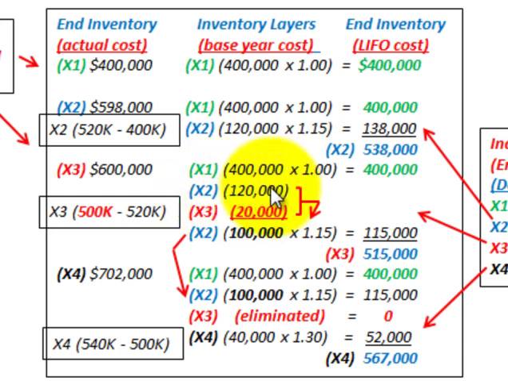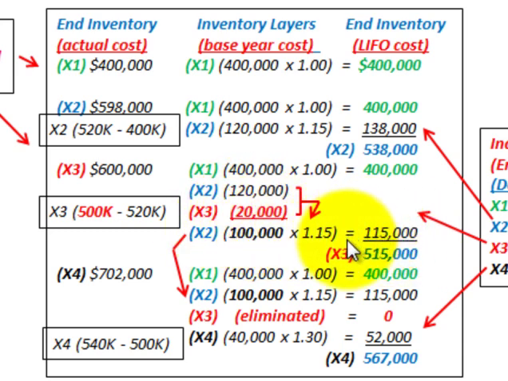We have to subtract that from the year X2 inventory layer of $120,000. So for year X2, the new inventory layer becomes $100,000. Again, you take that times the price index of 115%, or 1.15. That gives us the LIFO cost of $115,000 for that index layer, or that year 2 layer. So for year 3, the LIFO cost is simply the $400,000 base amount plus the $115,000 for year X2.